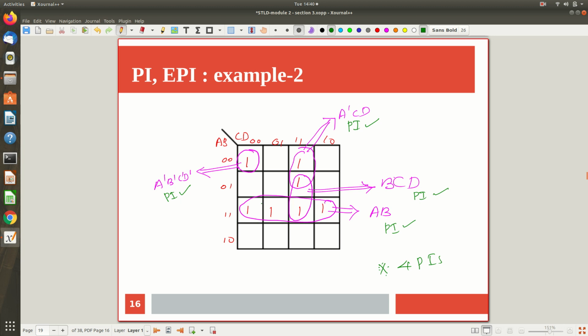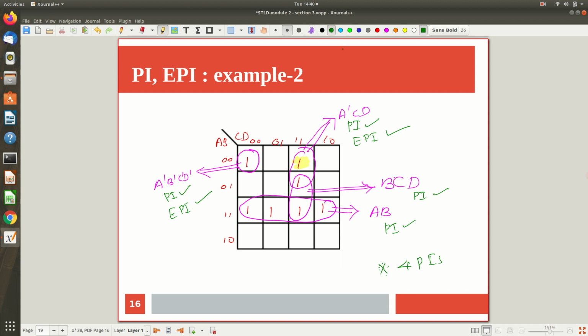Now the question is, is this first prime implicant essential? It is essential, because it contains a single one, and this is the only way of covering this one. You can't escape from it. This should be there in the minimum expression. Now, is the next one an essential prime implicant? Here also you can say it is essential, because for this particular one there is no other way to cover it. This is the only grouping possible, so I need this in the final minimized expression. It is essential for me.